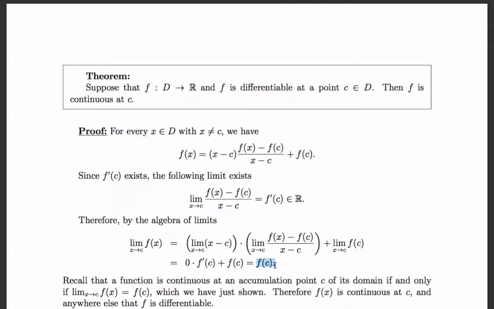So a function is continuous at an accumulation point c. Now, by the way, why is c an accumulation point? We haven't said that it is. Well, we know it has to be because the hypothesis of the statement is that f is differentiable at c. In order for f to be differentiable at c, by definition, c has to be an accumulation point. So a function is continuous at an accumulation point c if and only if the limit as x approaches c of f of x exists and is equal to f of c, which is exactly what we just showed. Therefore, f of x is continuous at c, and anywhere else that f is differentiable.